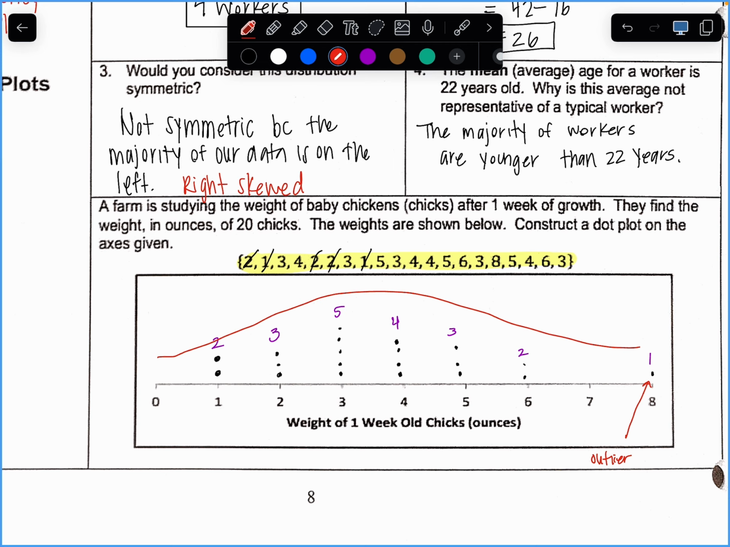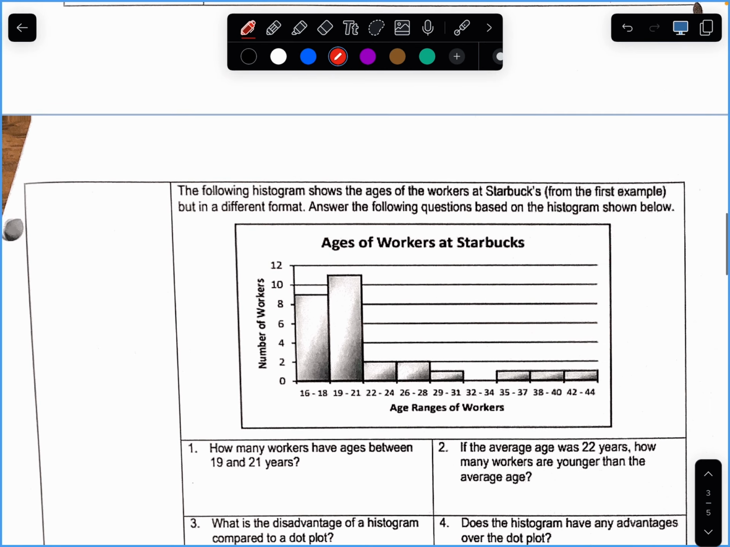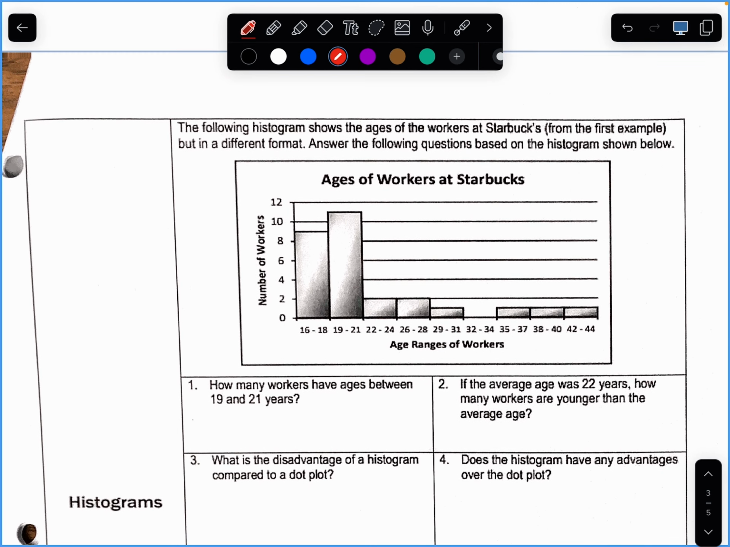Okay, so anyways, let's go ahead and turn the page. Number 9. Let's look at the time. We're doing great on time. So the following histogram shows the ages of the Starbucks workers from the first example, but in a different format. Answer the following questions based on the histogram shown below.